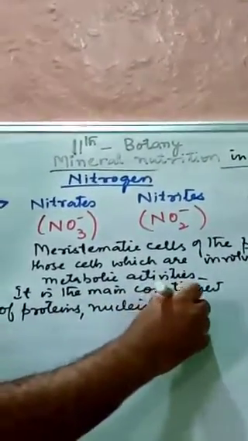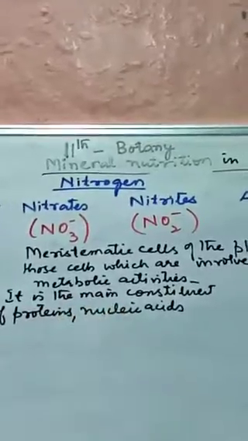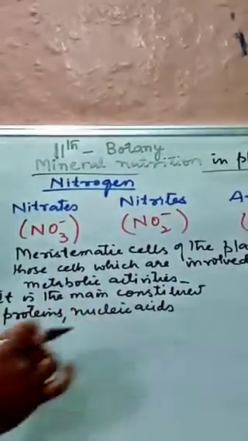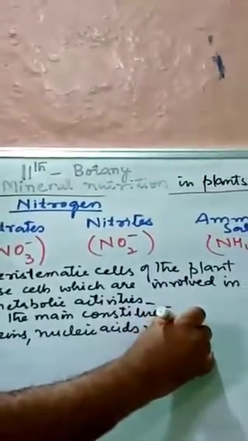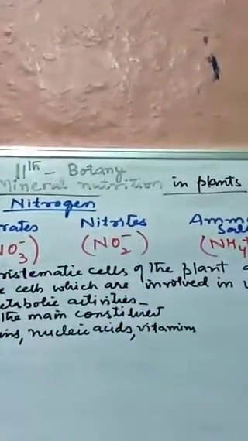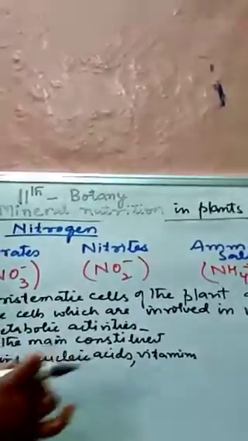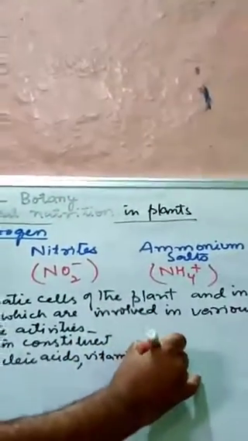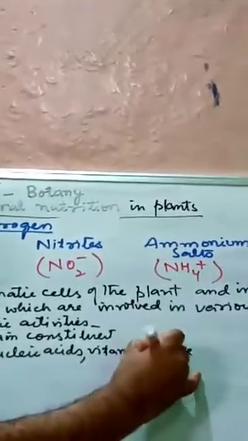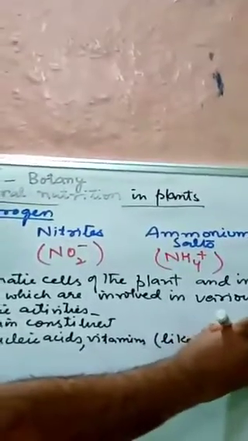Nucleic acids, it plays an important role. It is the main constituent of these nucleic acids. It is the main constituent of vitamins. ये विटामिन में पाया जाता है. And in many other organic molecules, like we will see chlorophyll.